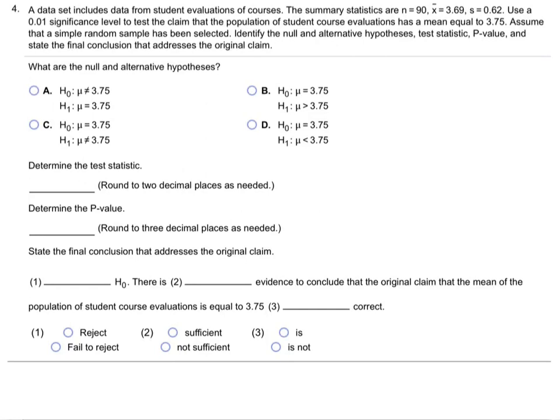Starting at number 4, we're going to do our own calculations. So number 4, data set, student evaluations, of course, the summary statistics. Use a 0.01 significance level to test the claim that the population mean of course evaluations is equal to 3.75. All right, so what's the first thing we always write on these problems? The claim, exactly. So where is it? I lost it. Oh, there it is. Test the claim that the mean is equal to 3.75.